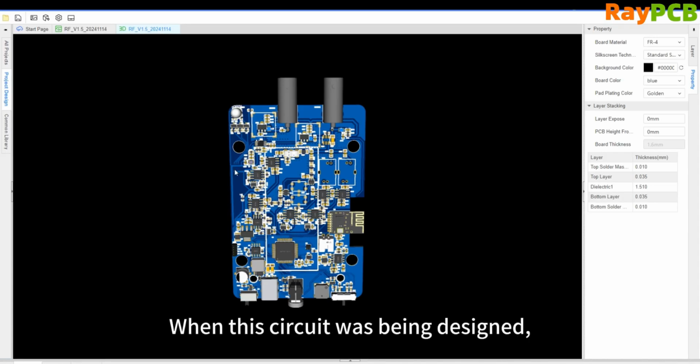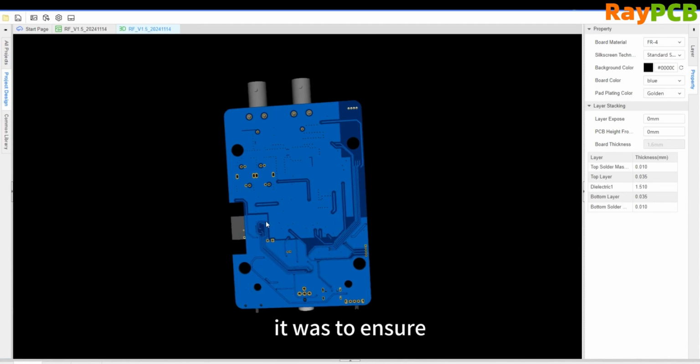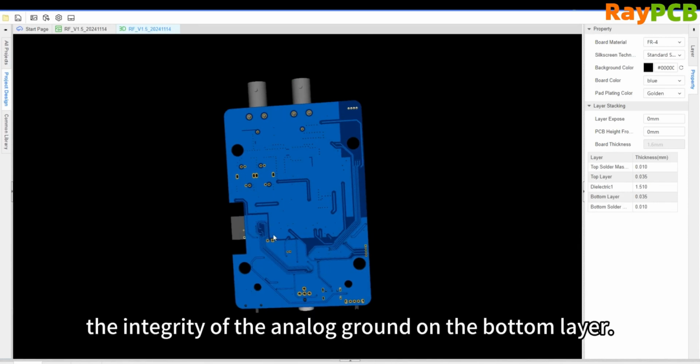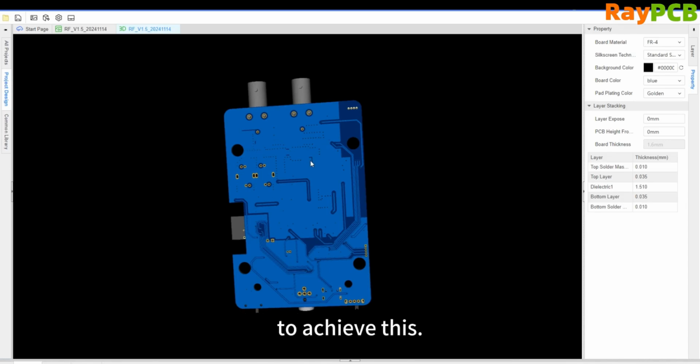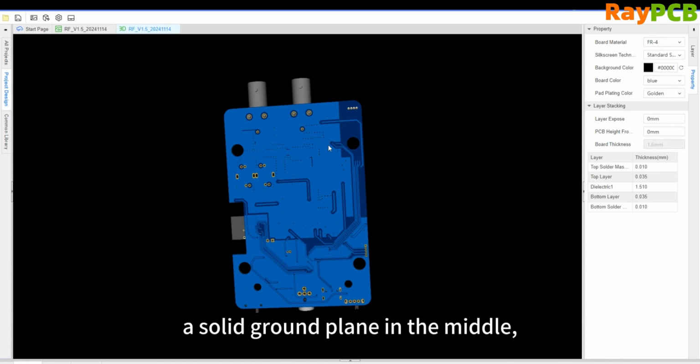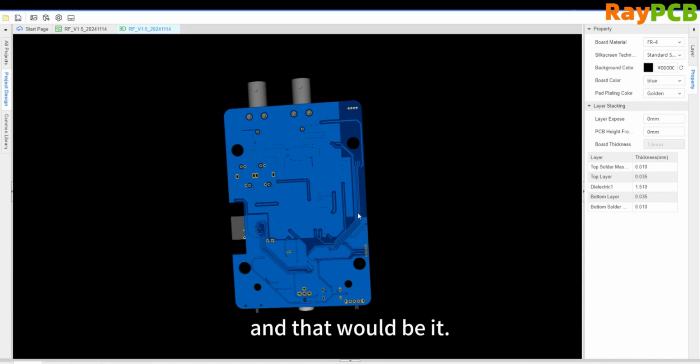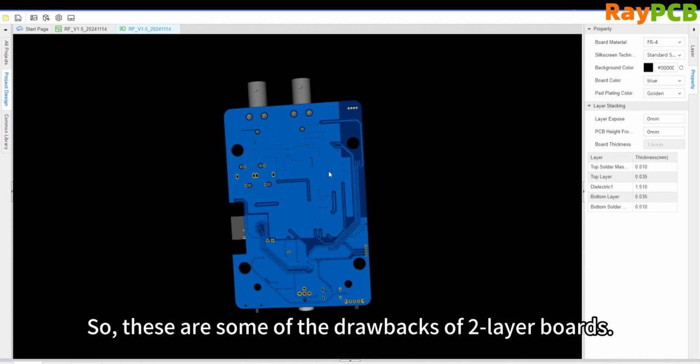When designing this circuit at the time, it was specifically to ensure the integrity of the analog ground on the bottom layer. A lot of optimizations and adjustments were made to the circuit to achieve this. If it were a four-layer board, then this issue would hardly need to be considered. I would just need to create a complete ground plane in the inner layer. So these are some of the shortcomings of double-layer boards.